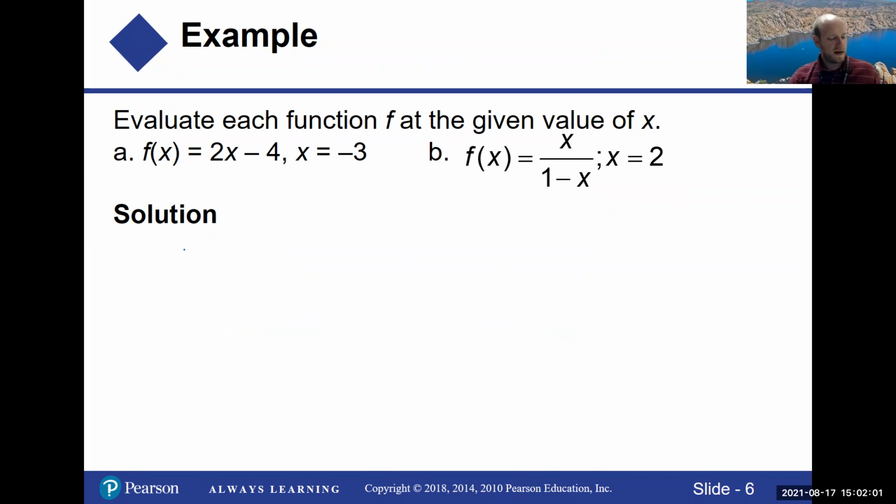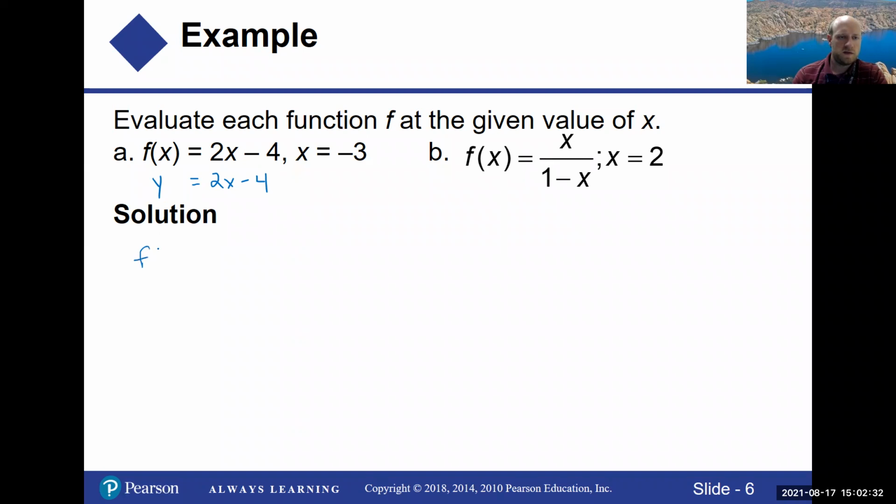So let's evaluate each function F at the given value of X. We're given this function F of X equals 2X minus 4, and we have to determine what the output value is when X equals -3. F of X is actually the same thing as Y, so you might see this as Y equals 2X minus 4, but I'm going to pretend that we are just using F of X here.